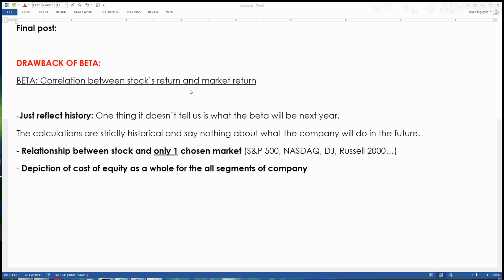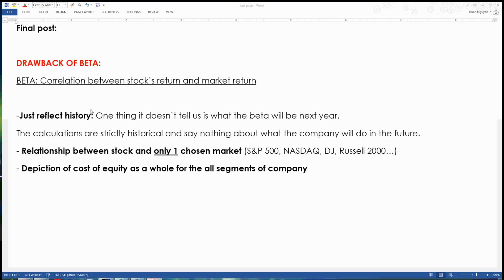By definition, beta is the correlation between the stock return and market return. It will show us how the stock changes based on a certain change of the market. So in this case, stock return is the dependent variable and the market return is the independent variable.